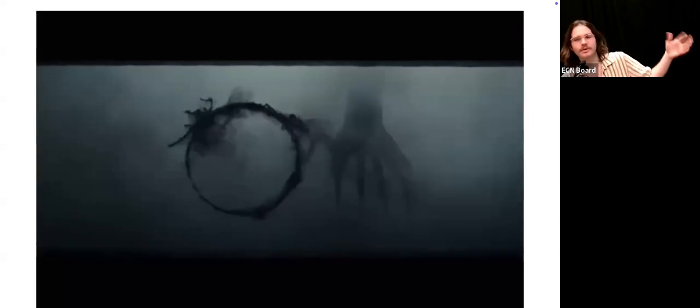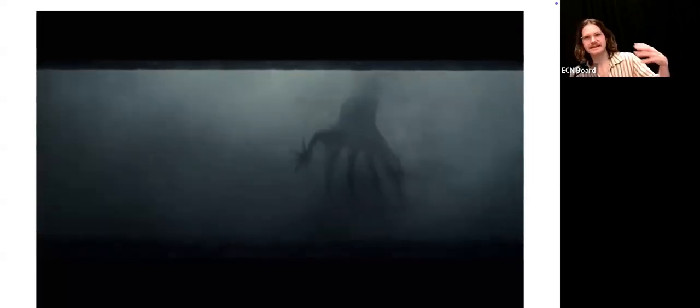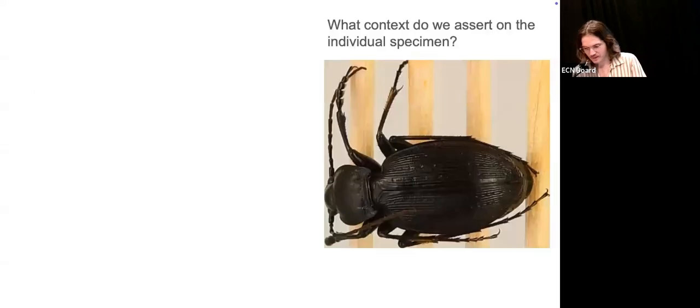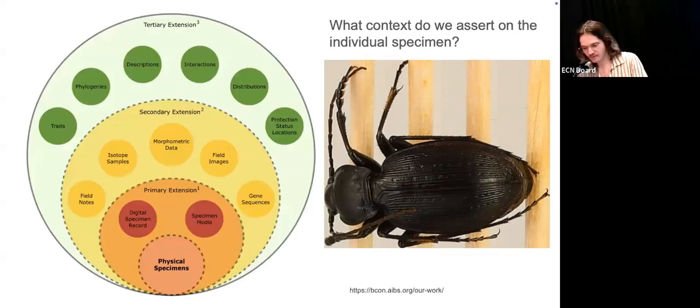And I was just kind of enamored with this idea, right? This idea that the way that you talk about something, the way that you visualize language, changes our understanding of it. And so I kind of began wondering, what context do we assert on the individual specimen? And perhaps like most of you in the room, you're likely to go to, well, the extended specimen concept, right? That's kind of the context that we place around a specimen.